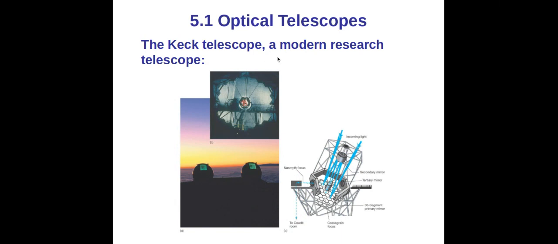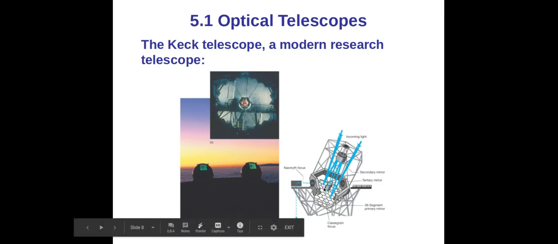The Keck telescope is one of our best observatories, one of our best ground-based telescopes that we have. It's in Hawaii at Mauna Kea. And that has a whole bunch of hexagonal mirrors. That's what this picture down here is showing. So all these hexagonal mirrors bounce the light up to here, then back to a reflector.